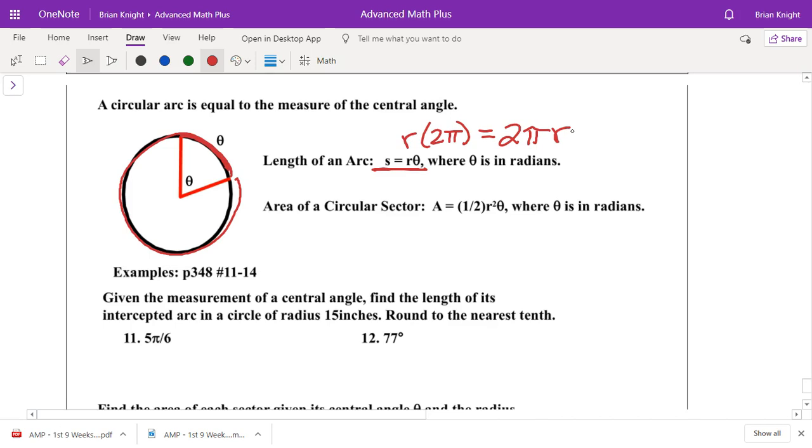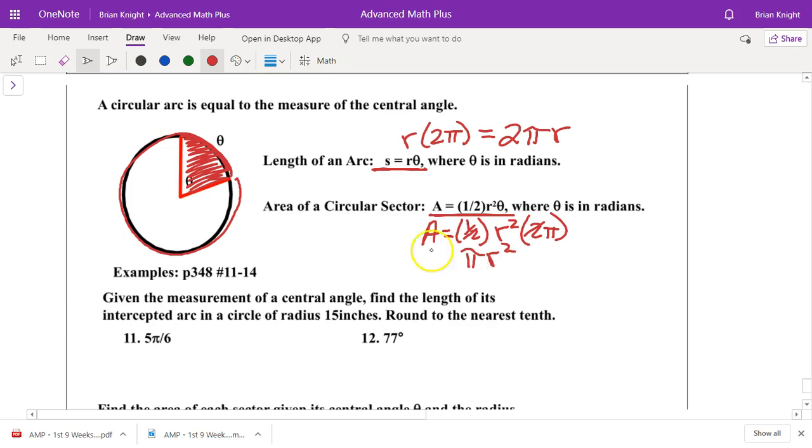Most of the time, though, we're not finding the entire circle. Here is your area of a sector. The area of a sector is just a piece of the circle. Can you get the area of the whole thing? Yes. What would the theta be? 2 pi, because we're going all the way around. So it simplifies: 1/2 r squared times 2 pi. The 2's cancel, and you're left with pi r squared, which is the formula for the area of a circle.